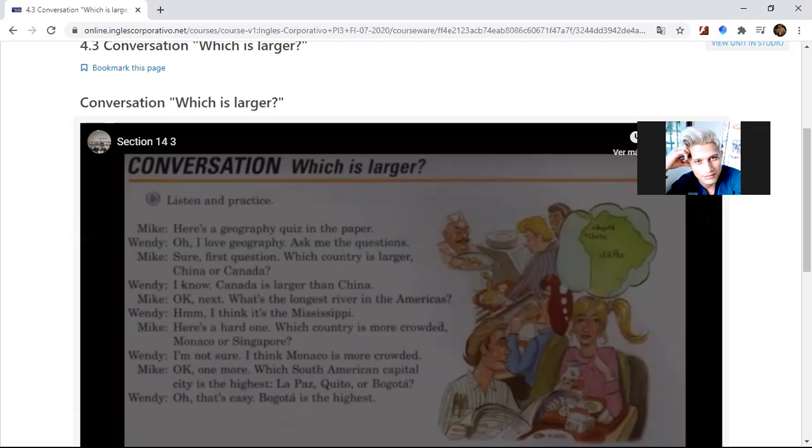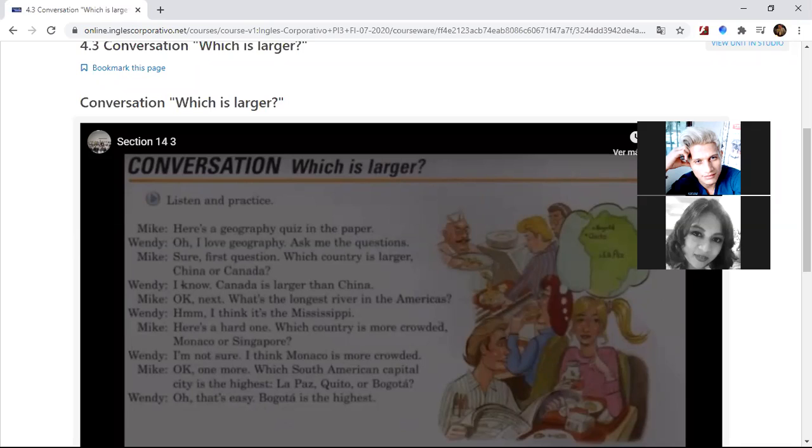Oh, that's easy. Easy. Oh, that's easy. Bogota is the highest. Highest. Bogota is the highest. Okay, Ivette, hoy no nos ha participado Ivette, ¿verdad? Vamos a ver, la última, the last one, please, repeat, please. Oh, that's easy, Bogota is the highest. Very good, my goodness, congratulations.